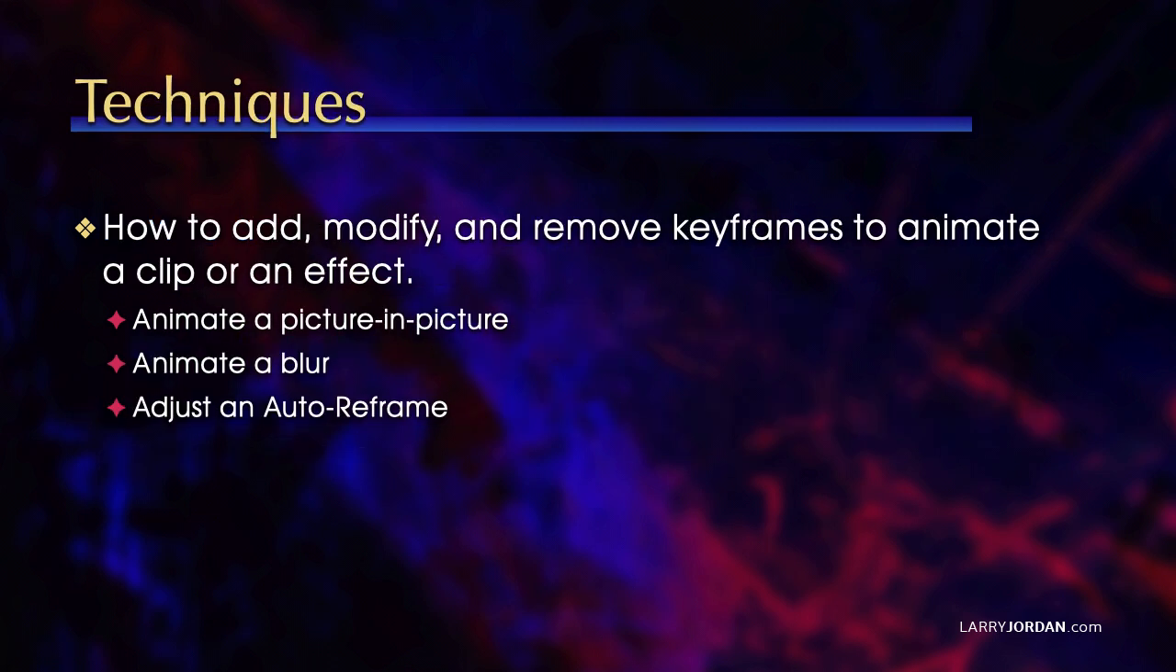What I want to do now is to show you how to add, modify, and remove keyframes to animate a clip or an effect. We'll animate a picture in picture, we'll animate a blur, and I'll show you how we can use animation to modify an auto reframe. Let me show you how this works.